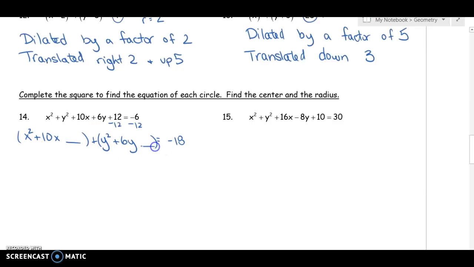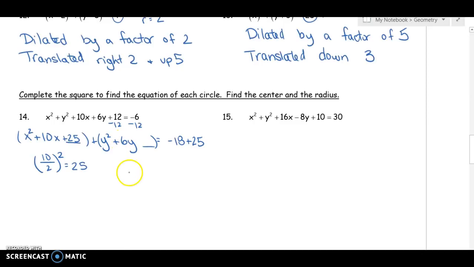Once for the x's and once for the y's. For the x's, what you're going to do is take the value in front of x, so 10, cut it in half and square it. So 10 divided by 2 is 5, 5 squared, you're going to get 25. So I'm going to put plus 25 here. Now because I added 25 to the left side, I do have to add 25 to the right side.